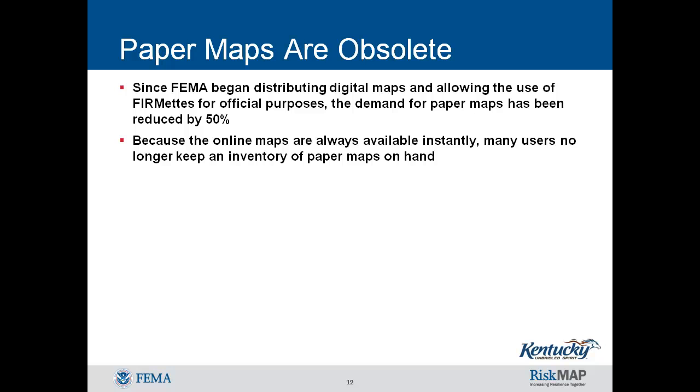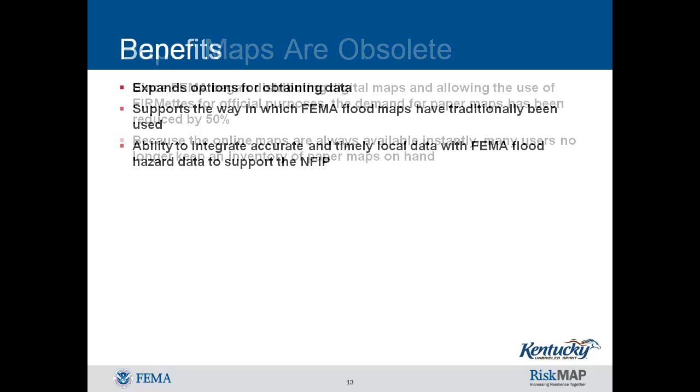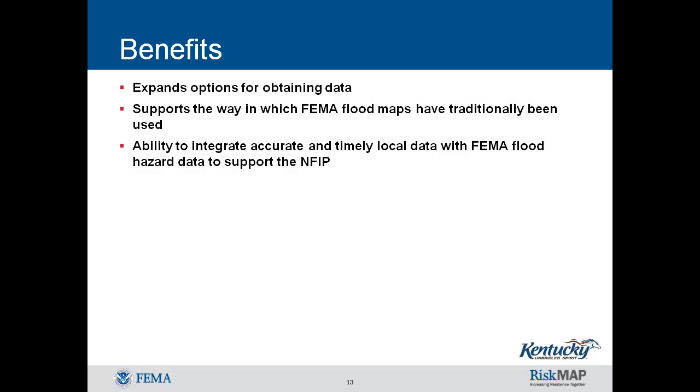Paper maps are obsolete. FEMA has begun reducing its warehouse of paper maps and going digital within its organization as well. Because online maps are available, many users no longer keep an inventory of paper maps on hand. Benefits of the DFIRM database include expanding options for obtaining data, support for the way flood maps have traditionally been used, and the ability to integrate accurate and timely data with the FEMA flood hazard data to support the National Flood Insurance Program.